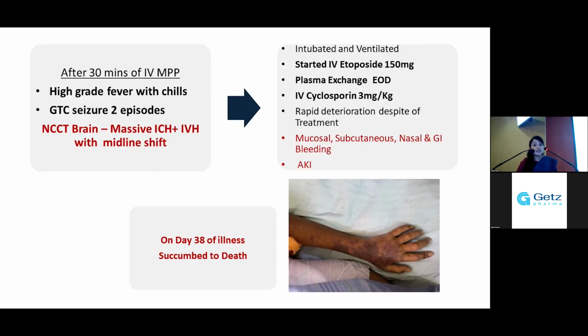However, 30 minutes after the first dose of the methylprednisolone pulse therapy, the patient developed a high-grade fever with chills and a generalized tonic-clonic seizure, 2 episodes, and the urgent NCCT showed massive IVH with a midline shift. The patient was intubated and ventilated and transferred to ICU. And after a combined decision with the pediatric neurology team, as well as the general pediatric team, we decided to give IV etoposide, as well as plasma exchange and IV cyclosporine.